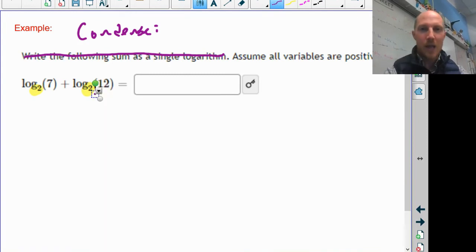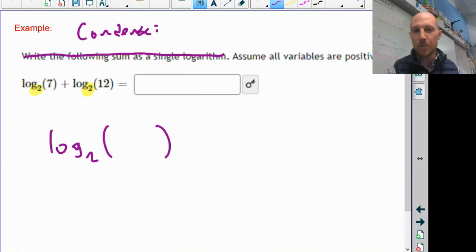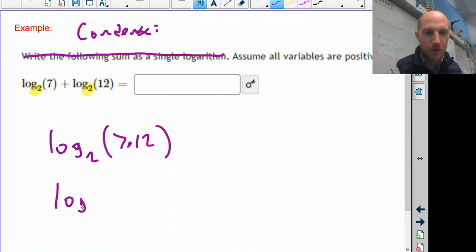We can not have this dot. Sorry about that. Instead of adding the 2 separate logs, we just combine into a single log, multiplying the outputs. Multiply 7 times 12. Okay, and then we can multiply 7 times 12, which gives us 84.